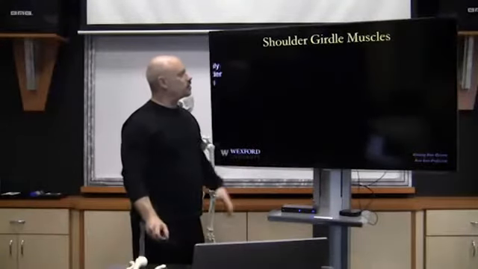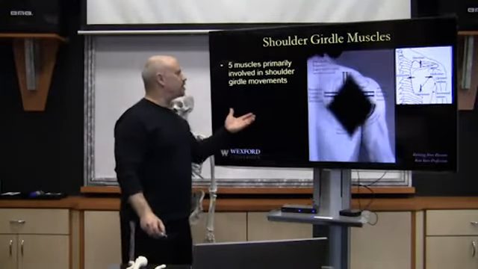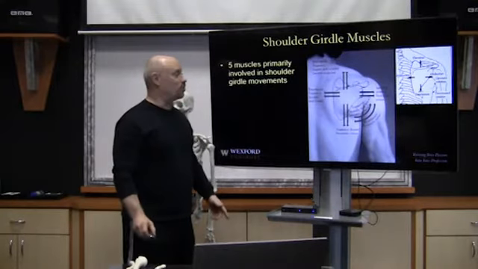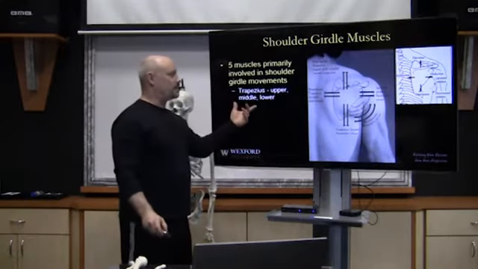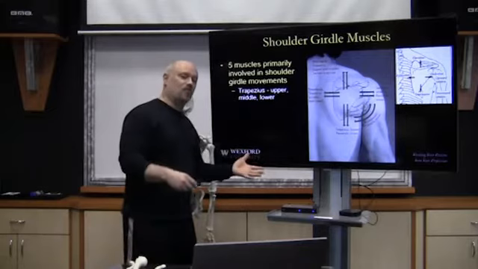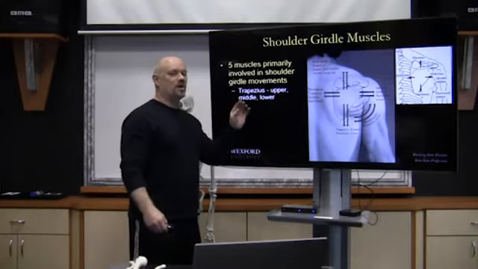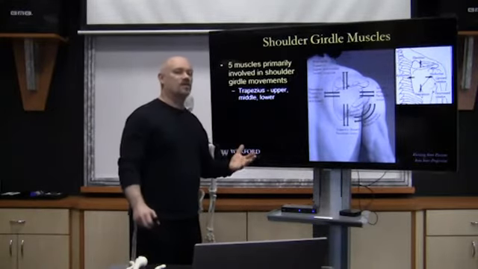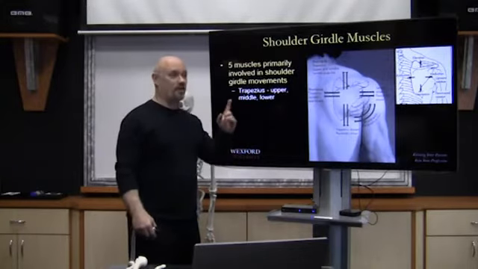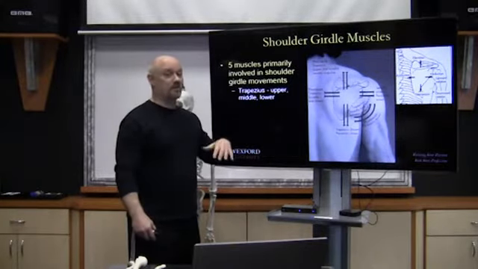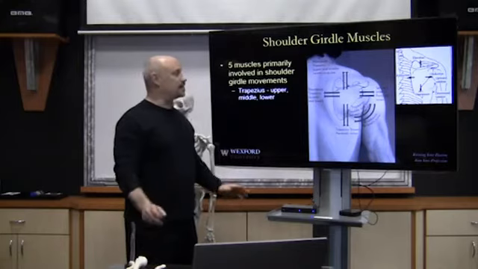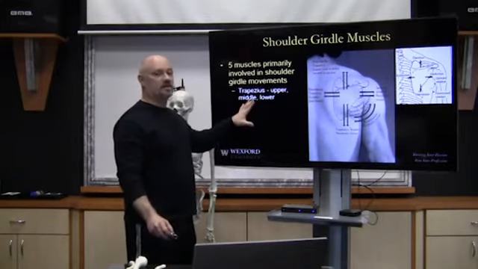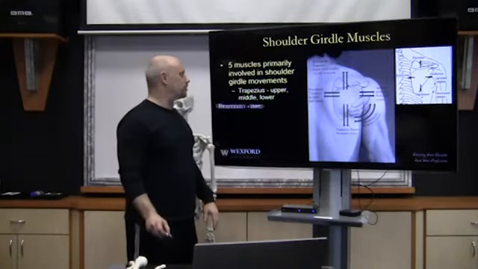Now to continue on with shoulder girdle muscles, we have 5 muscles primarily involved in shoulder girdle movements. They have the trapezius, which, in this particular book, talks about having upper fibers, middle fibers, and lower fibers. Some books have 4 different sections: traps 1, traps 2, traps 3, and traps 4. But in this case, we're just going to focus on these particular sections of this muscle.